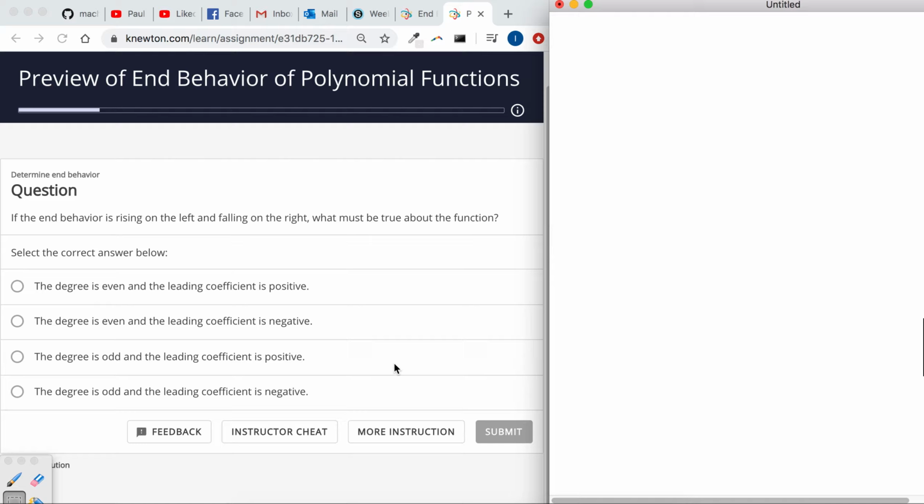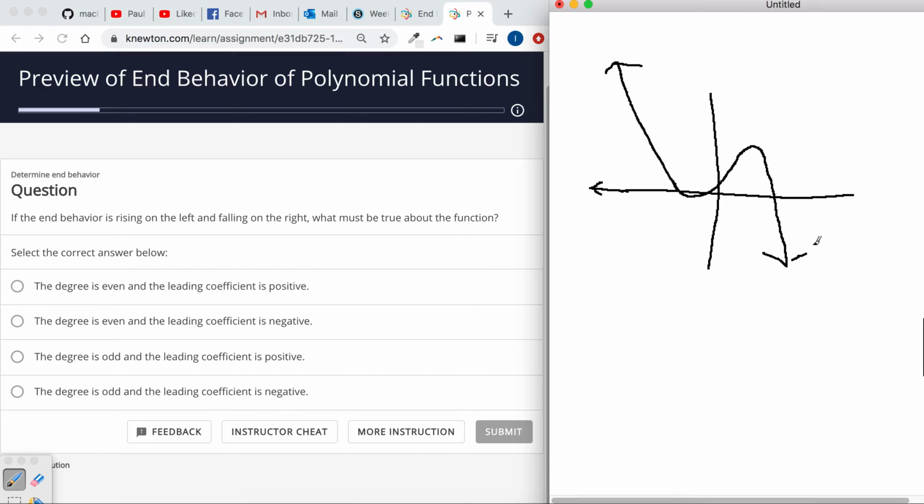If the end behavior is rising on the left and falling on the right, so end behavior means like as x goes to negative or positive infinity. So rising on the left means the graph will look something like this. As you go to negative infinity on the x-axis, y keeps going up and up and up. And it's falling on the right, so it could look like this. Or there could be several other curves, or it could actually probably just be linear. This would be falling on the right.